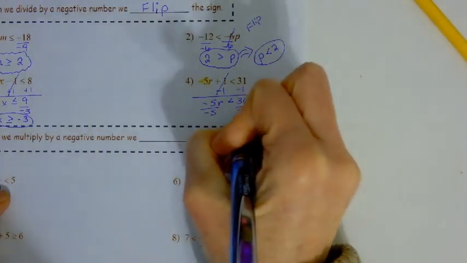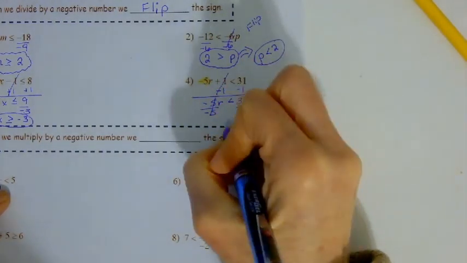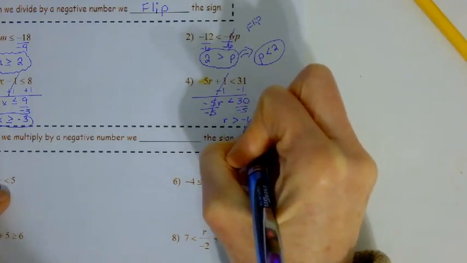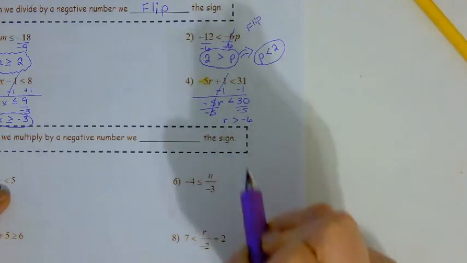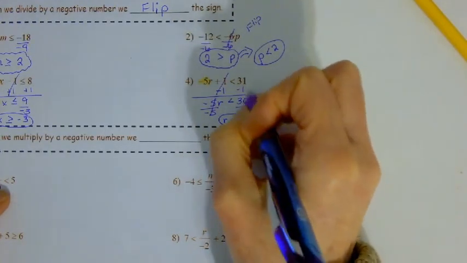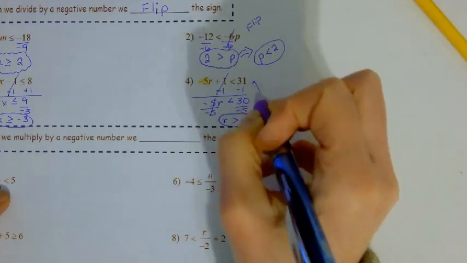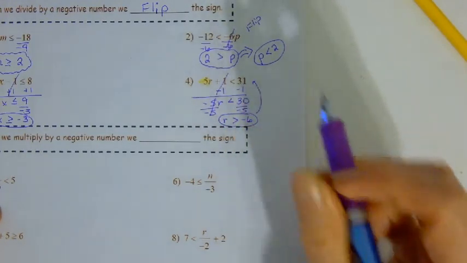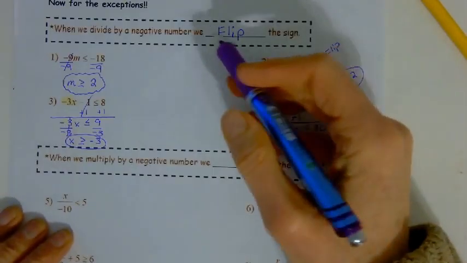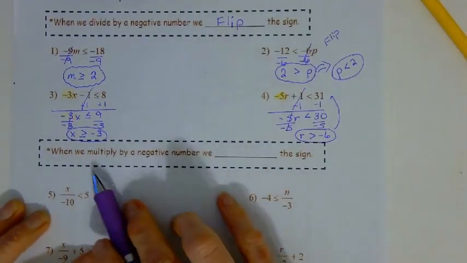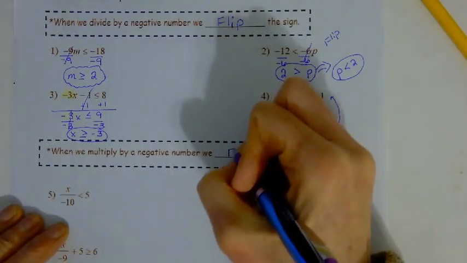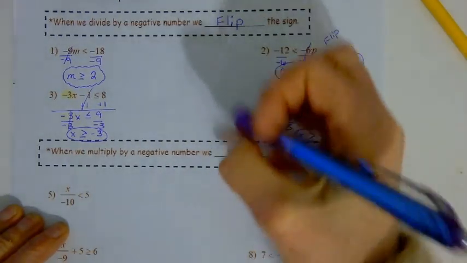So r is greater than -6. I flipped the sign, and these solutions here will make this inequality true. If we didn't flip the sign, though, it wouldn't have worked. So that's one exception: when we divide by a negative number. Well, when we multiply by a negative number, we're also going to have to flip the sign. So whenever we multiply or divide by a negative number, we're going to have to flip the sign to keep the answers correct.